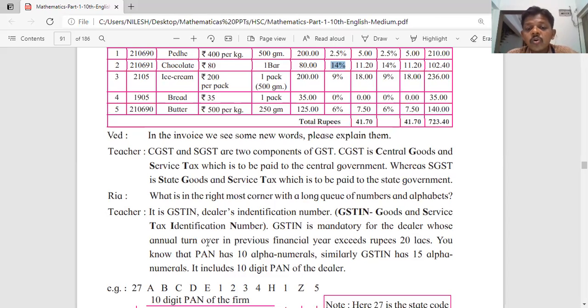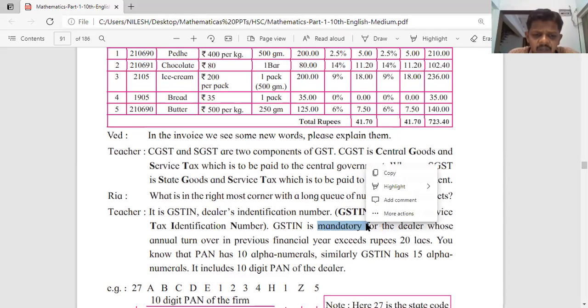What is the rightmost corner with a long string of numbers and alphabets? That is the GSTIN, the dealer's identification number. GST is goods and service tax identification number. It is mandatory. Mandatory means what? Compulsory for the dealer whose annual turnover in the previous year exceeds rupees 20 lakhs. Annual turnover means what? His annual business is more than rupees 20 lakhs. He has to have a GSTN number compulsorily. Most of you must be having it.